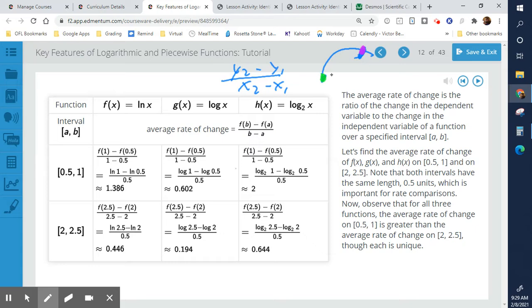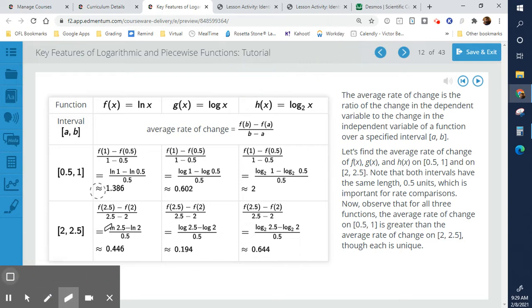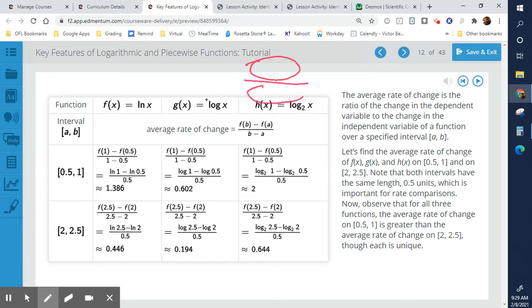That's our rise. So if we do purple minus yellow for y's, that's our rise. And then if we do the x of the purple minus the x of the green, that's how we get this. So rise over run. That's all they're doing here. Rise over run tells us how fast something is growing. It's telling us how fast the y is growing over a certain amount of time.